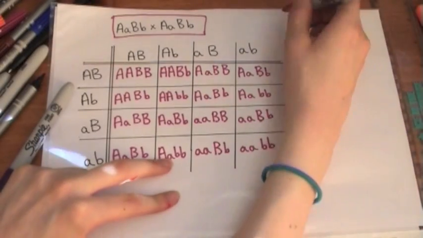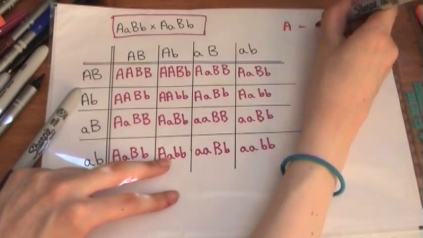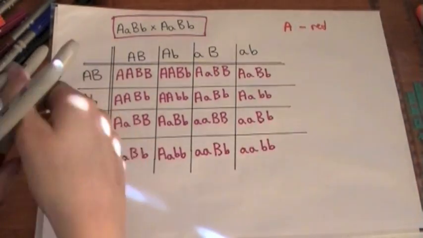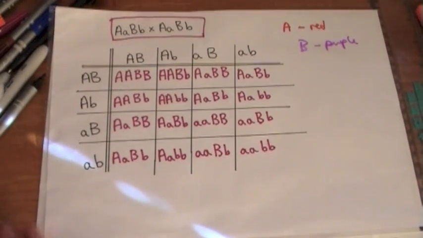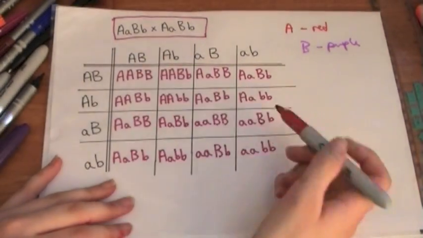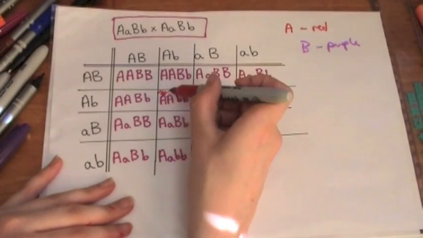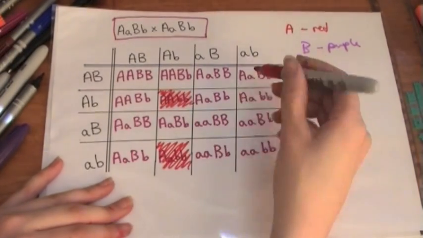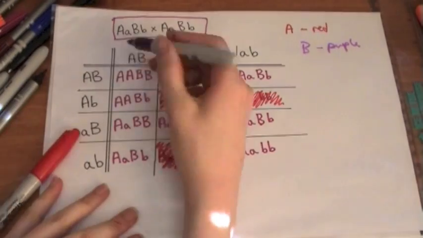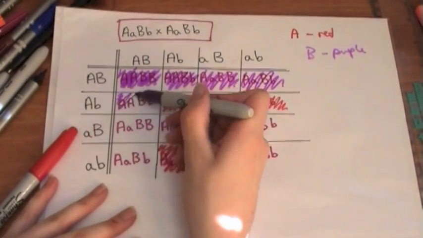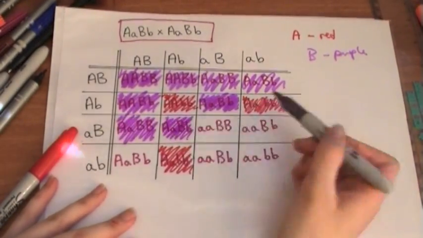So when it's dominant, A codes for red, and dominant B codes for purple. Wherever we have a big A and no big B's, these are going to be red. Wherever we have a big A and a big B, we're going to get purple flowers.